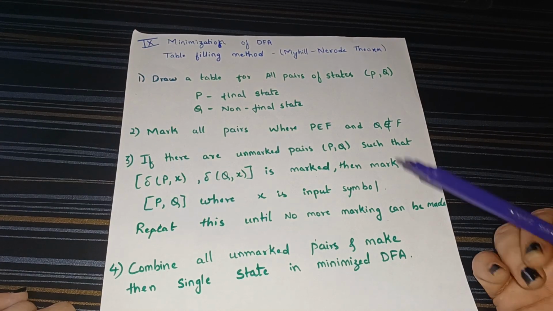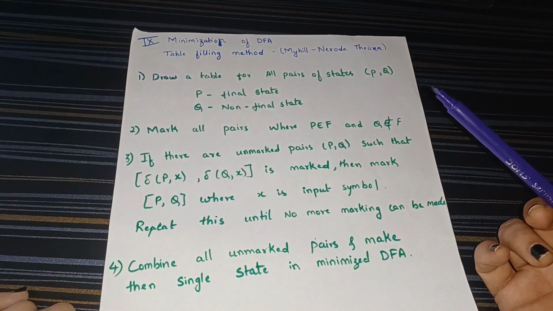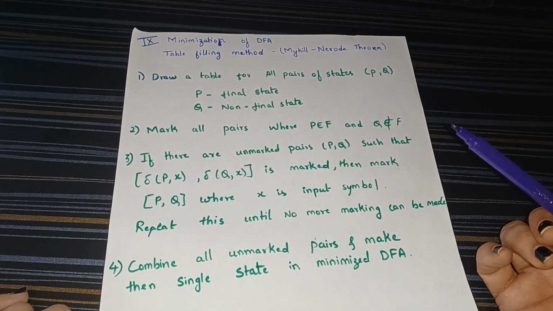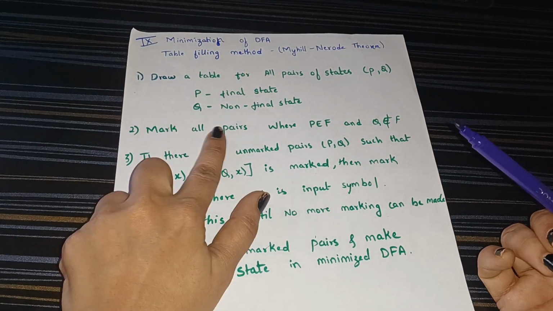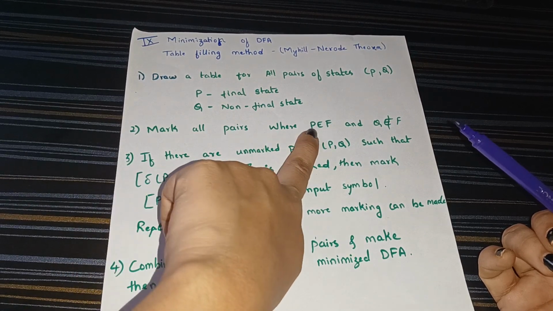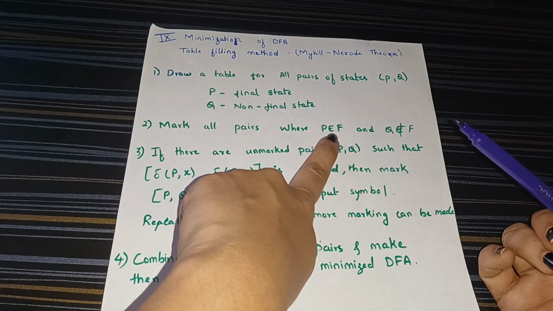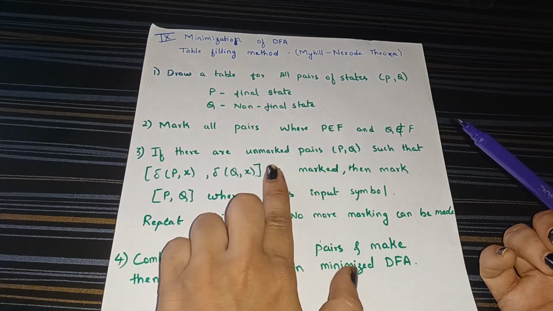So draw a table for all pairs of states P, Q, where P should be a final state and Q should be a non-final state. That means we have to mark all the pairs where one state is final and one state is non-final. If both are final, we can't mark. If both are non-final, we can't mark.